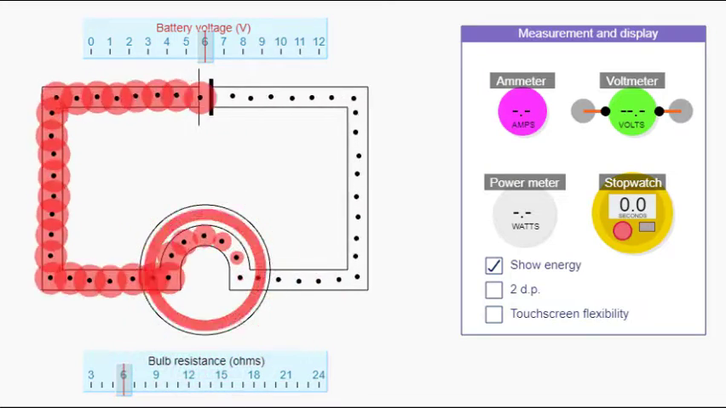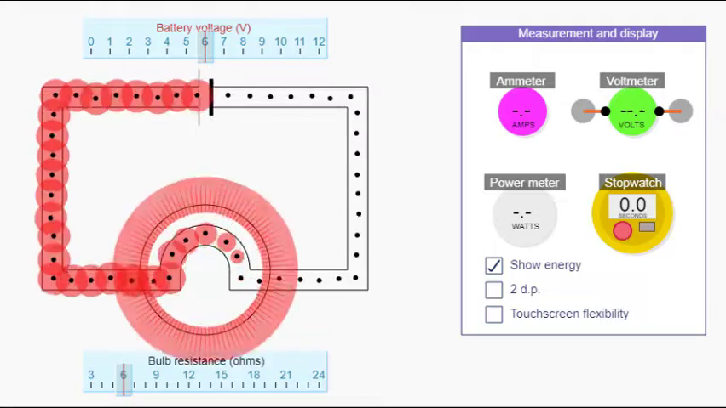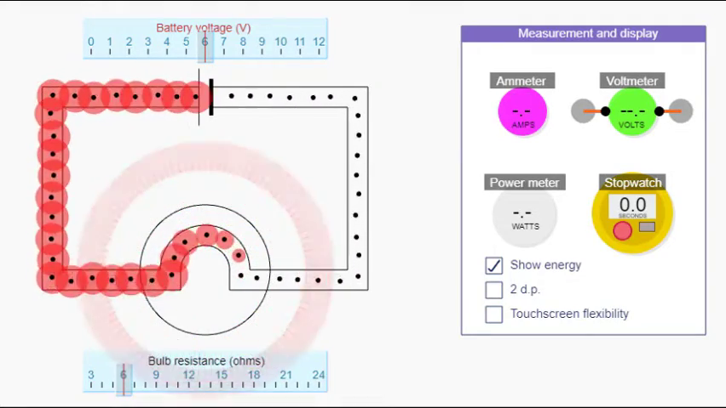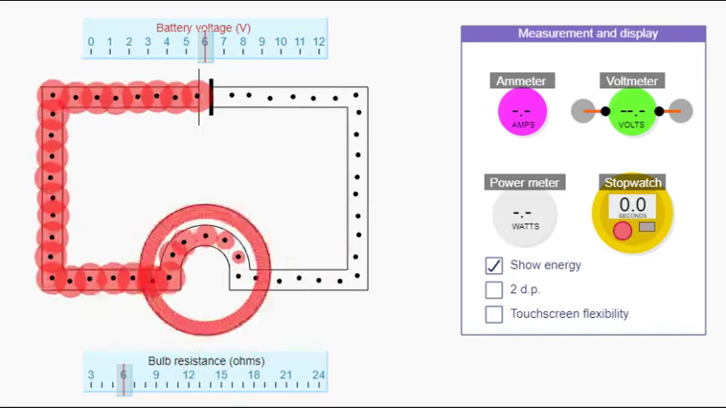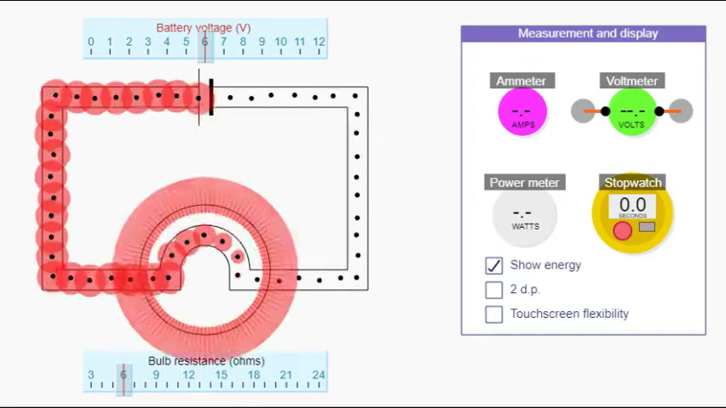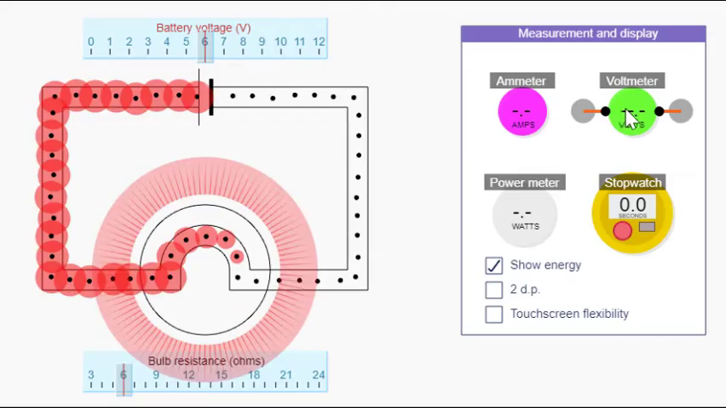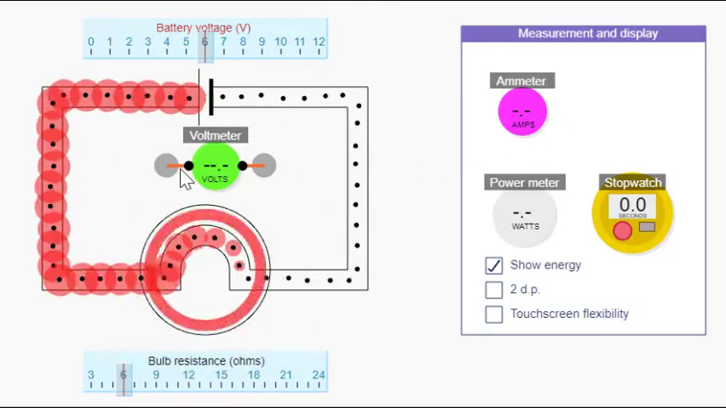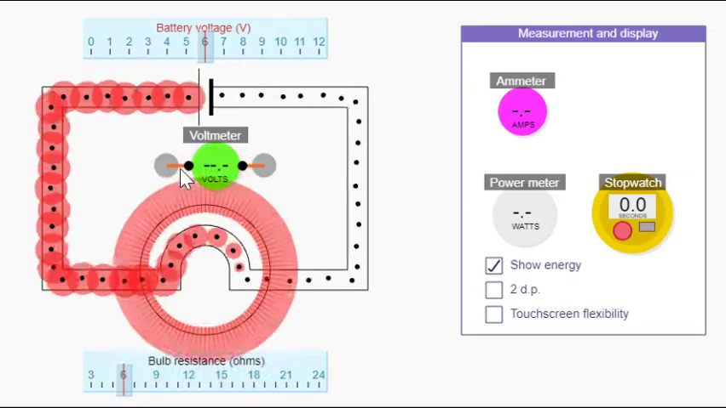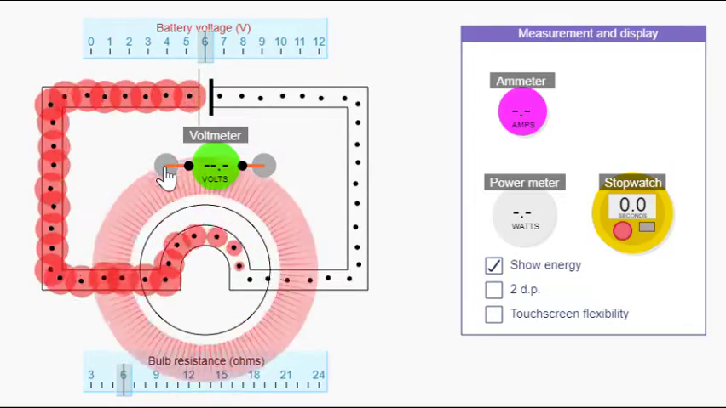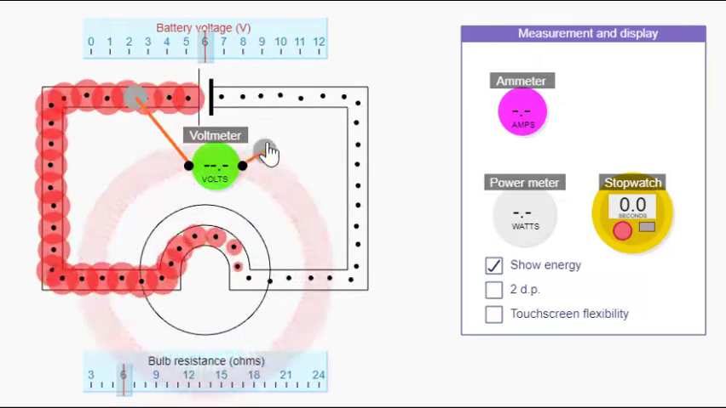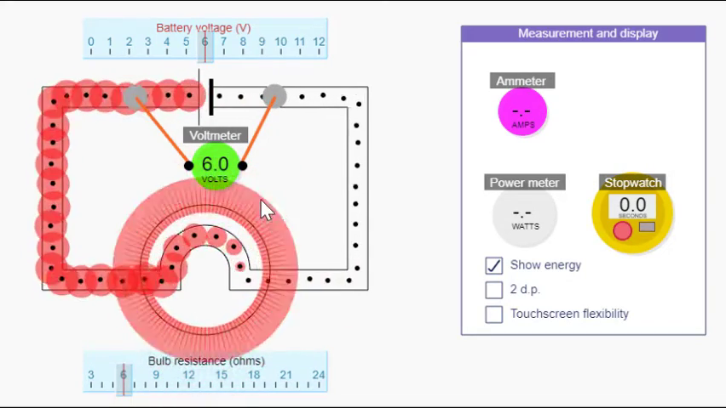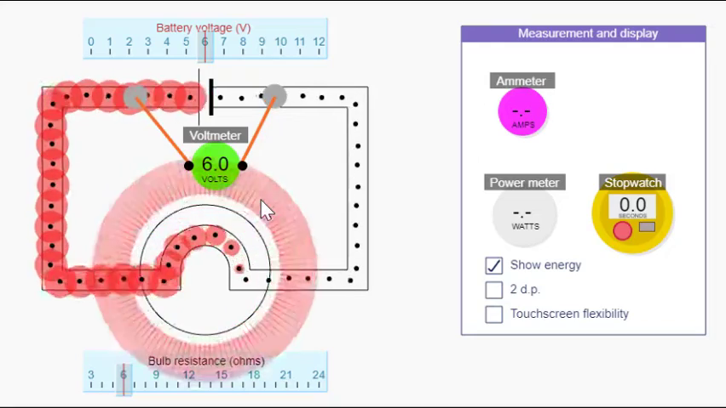We can only measure the difference in potential between 2 points. That's the meaning of potential difference. And it's potential difference that voltmeters measure. A voltmeter has 2 leads. You connect each lead to a different point in the circuit. And the voltmeter tells you the potential difference between those 2 points.